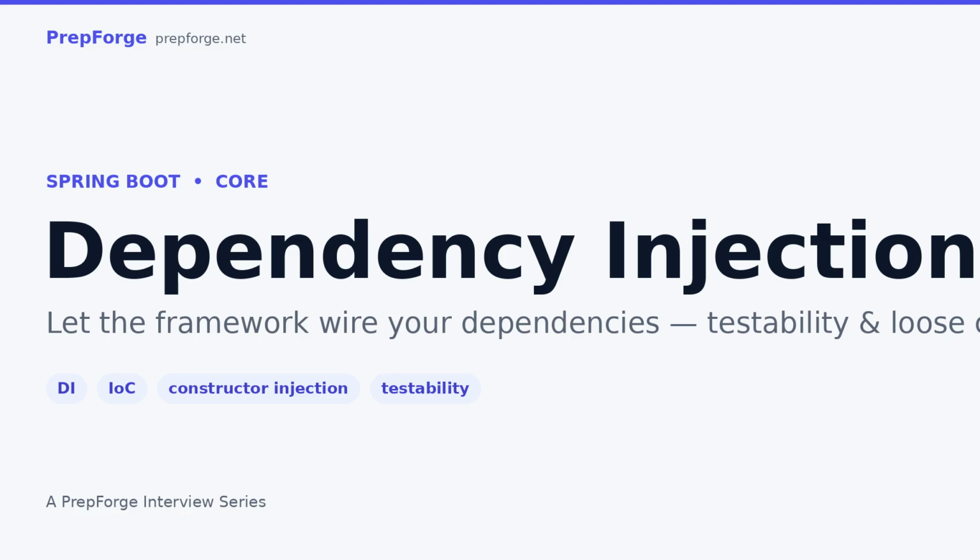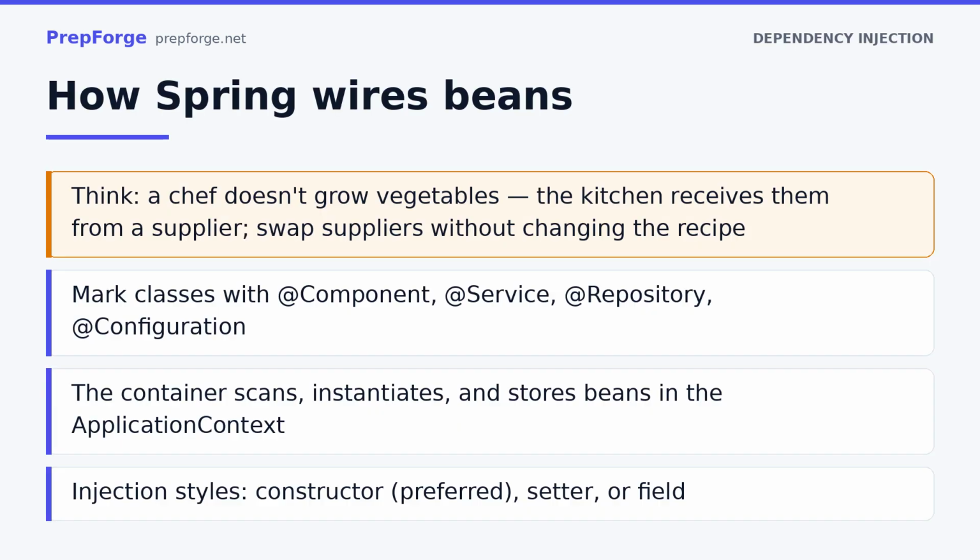You can't swap a real database for a fake. DI inverts the control of creation, hence inversion of control. So the framework, not the class, decides what concrete dependency to hand over. The analogy, instead of the chef growing their own vegetables, the kitchen receives them from a supplier, and you can swap suppliers without changing the recipe.